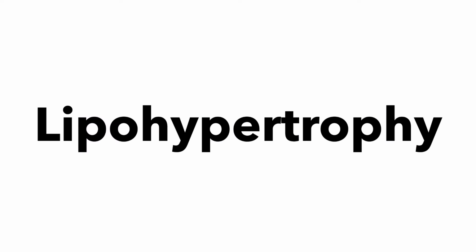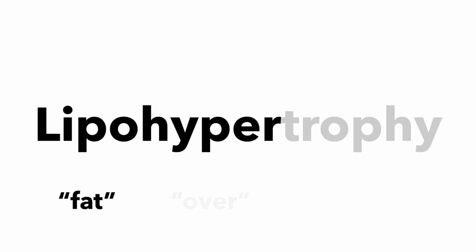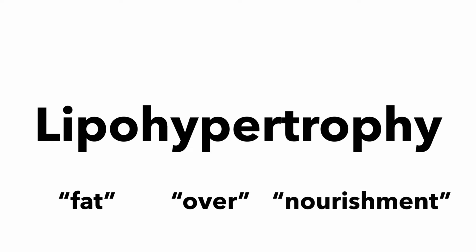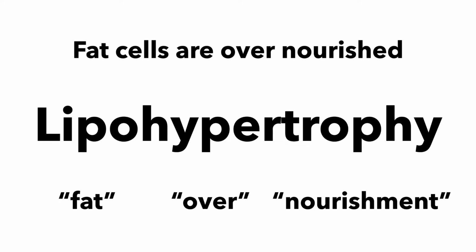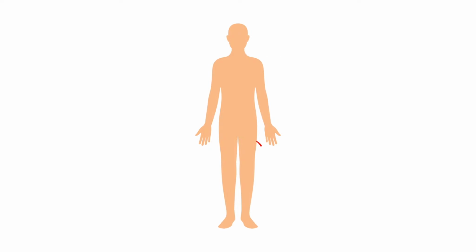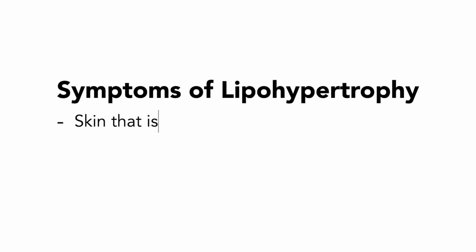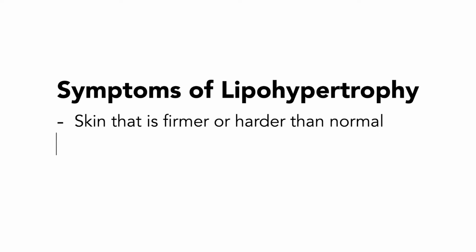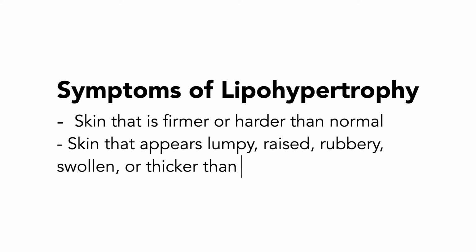In fact, when looking at the word lipohypertrophy, the root lipo means fat, the root hyper means over. You might remember that from being hyperglycemic, which means that your blood sugar is over what it's supposed to be, and the root trophy means nourishment or food, so the entire word together means that the fat cells are becoming overnourished. This condition is most likely to occur on the thigh or the stomach, since those are the most common spots for insulin injections. Lipohypertrophy is a section of the skin that is firmer or harder than the surrounding tissue, and it may appear lumpy, raised, rubbery, swollen, or thicker than the skin in that area used to feel.